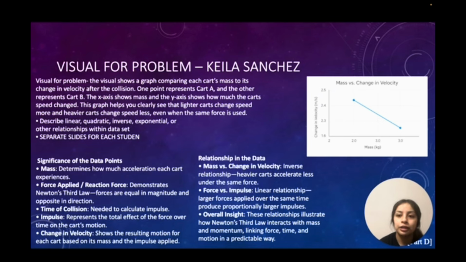Cart A, which is lighter, has a bigger change in speed, and cart B has a smaller change. These data points show exactly how Newton's third law affects motion. The visual helps make the math easier to understand because we clearly see the relationship between mass and velocity.